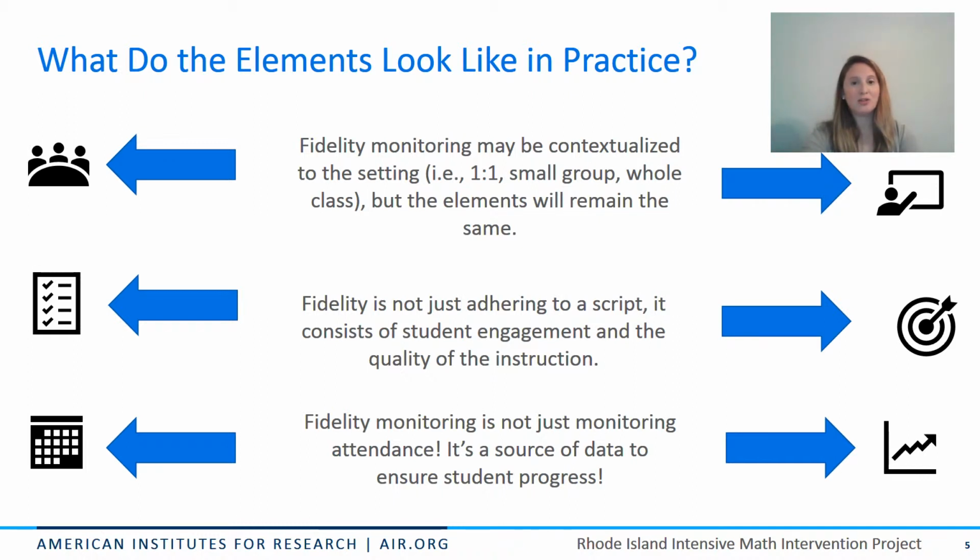Oftentimes, schools monitor fidelity by tracking students' attendance. Student engagement is only one of the 5 elements of fidelity and is one source of information about students' engagement to ensure progress. For example, we have all had a student that comes to school every day but is much less engaged than the other students who have missed a few days. So just having fidelity information about students' attendance will not provide us with enough to confidently determine the student's level of engagement.